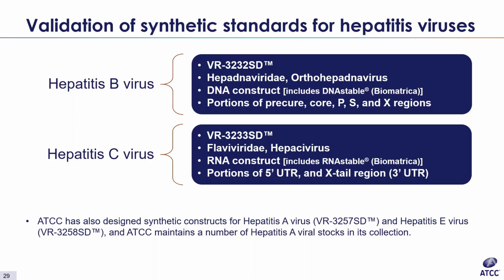For example, hepatitis B is a member of Hepadnaviridae orthohepadnavirus and has a DNA genome, while hepatitis C is a member of Flaviviridae hepacivirus and has an RNA genome. Some other hepatitis viruses include hepatitis A, which is a Picornaviridae hepatovirus, for which we also have viral stocks, hepatitis D, and hepatitis E.